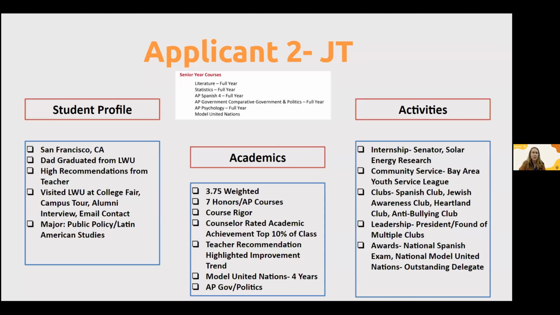And then some awards that the student received was the National Spanish Exam. They received an award for completing their highest level of Spanish, as well as the National Model United Nations. They were awarded the Outstanding Delegate for the 2022 program. So some awesome awards for this candidate.